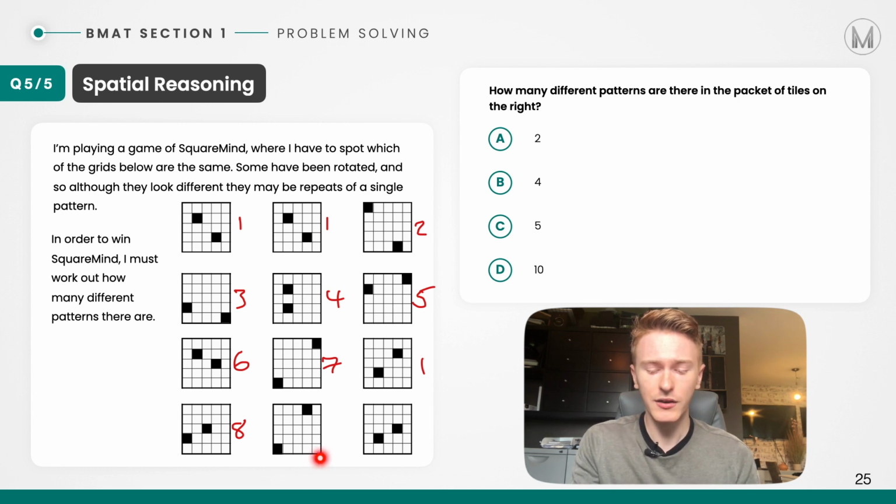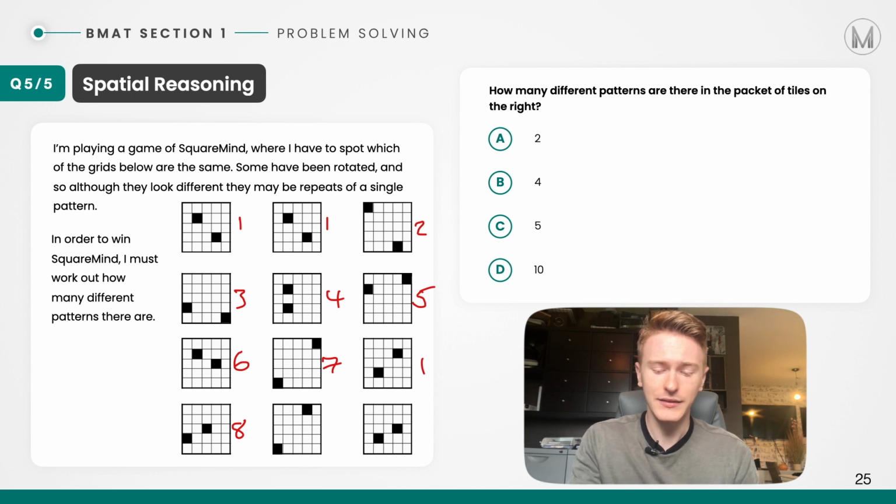This next one here looks very similar to pattern number 2, and actually it matches what we said about the displacement. It's maximally displaced in one direction, but it's displaced by about 4 squares in the other direction. So it seems like a good candidate for being the same as pattern number 2. But if you rotate it, you can see actually it's not the same.